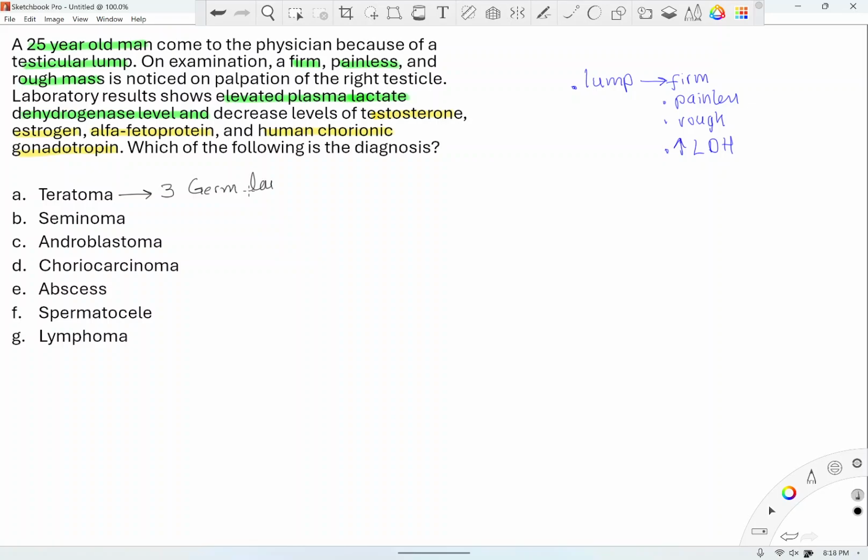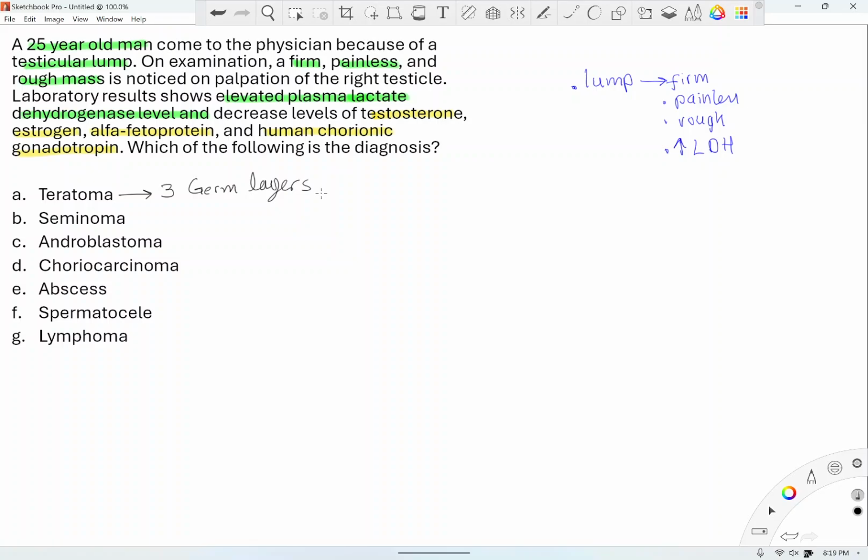Germ layers. Let's know what those germ layers are: endoderm, mesoderm, and ectoderm. Remember, during the third week of embryogenesis, the embryo is made of three layers only. What are those three layers? Going from inside to outside: endoderm, mesoderm, ectoderm. So that's what they're talking about.